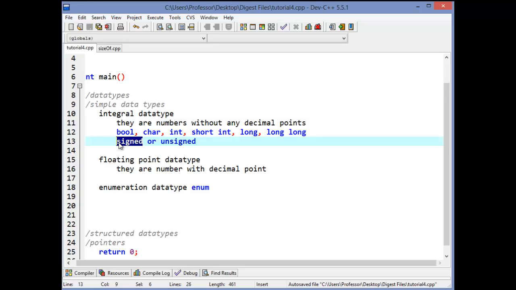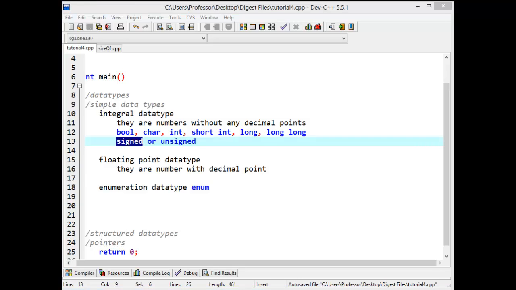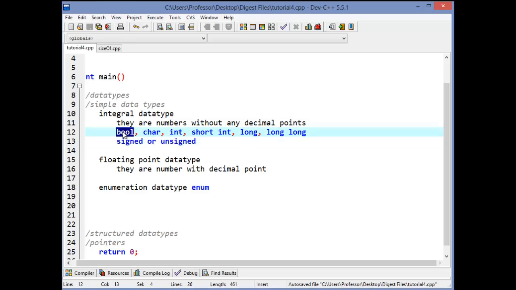Now these two keywords are very useful when we want to deal with numbers that should only be positive. In that case, we mark it as unsigned. And once we do that, we can't assign a negative value to that particular number. With signed and unsigned, take note the boolean can't be signed or unsigned. With the exception of the boolean, the rest of the integral data types can be signed or unsigned. The boolean data type stands in for true or false. So it has just two values, either true or false.